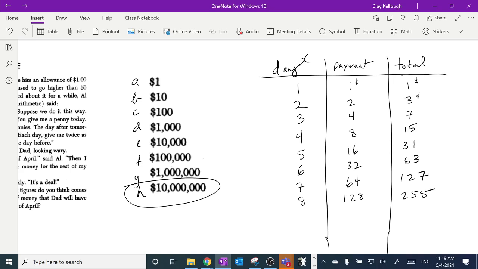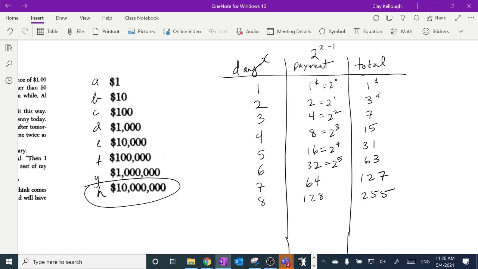In fact, this number here is 2 to the power of x minus 1. Right? Because this is 2 to the 0, this is 2 to the 1, this is 2 to the 2, this is 2 to the 3, this is 2 to the 4, this is 2 to the 5. You get the idea. And then, if you really want to notice, do you guys notice a relationship between the numbers in this column and the numbers in that column?